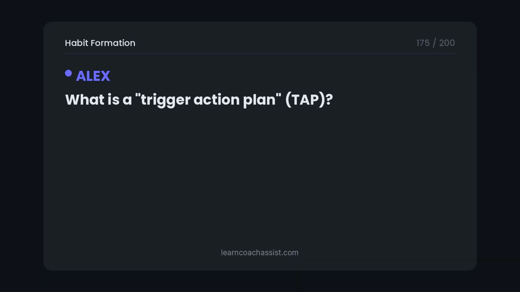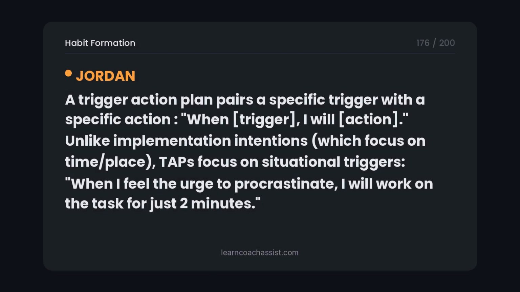What is a trigger action plan, TAP? A trigger action plan pairs a specific trigger with a specific action. When, trigger, I will, action. Unlike implementation intentions, which focus on time and place, TAPs focus on situational triggers. When I feel the urge to procrastinate, I will work on the task for just 2 minutes.